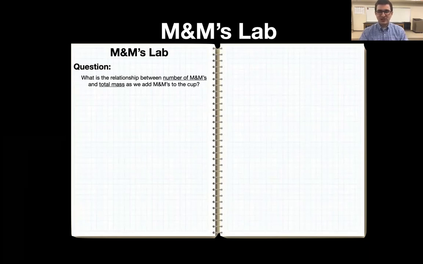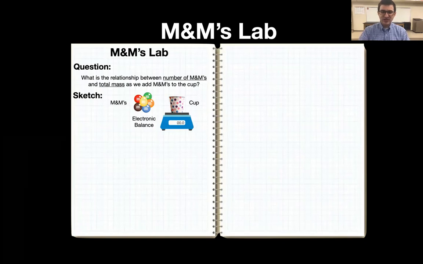So once you get that question down, you can draw a sketch. And some things that you're going to need to include in your sketch are the M&Ms, the cup, and some way to record the total mass. In this situation, it's going to be the electronic balance that we're going to use to record the mass. After you're done with your sketch, you're going to want to put in a procedure. So I'm actually not going to give you the procedure for this one. I want you to write a procedure for yourself. And remember, to be more specific, do not say record data. You have to be specific to say what you are recording, when, and how. So write your own procedure.